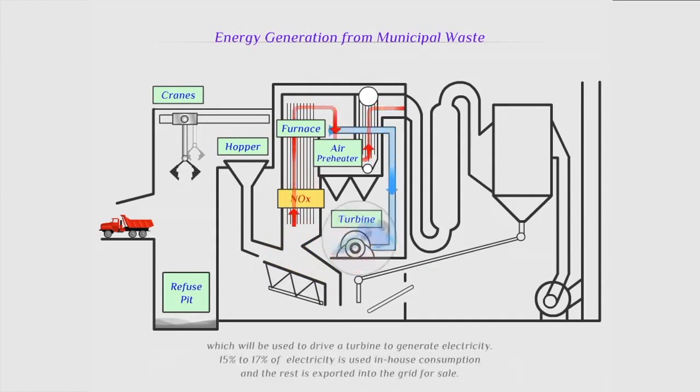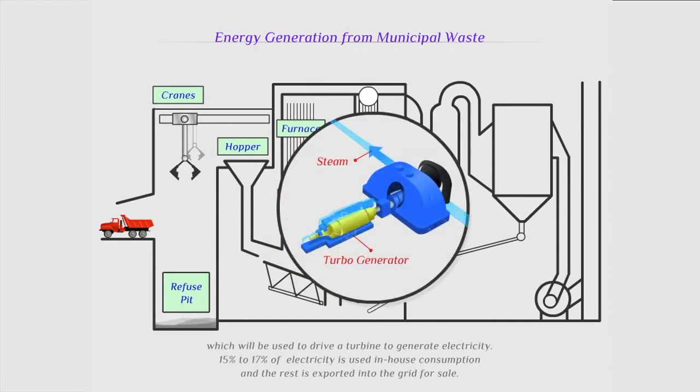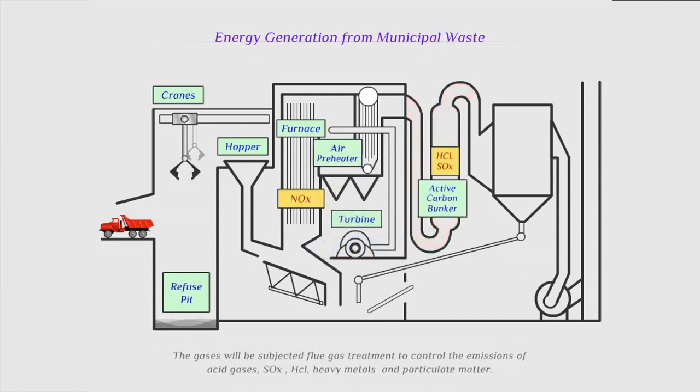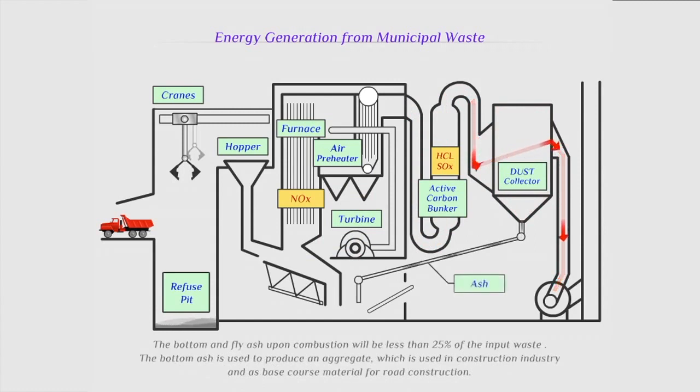The electricity generated is exported to the grid after captive consumption of 15 to 17% of total electricity generation. The residual gases from the process are passed through air pollution control system, which comprises of scrubbers for removal of acidic gases such as nitrogen oxides, sulfur dioxide, hydrochloric gases, any heavy metals, and activated carbon filters. Any particulate matter is removed by using dust collector systems and precipitators. The bottom ash from the incineration process is removed and can be used for construction purpose.